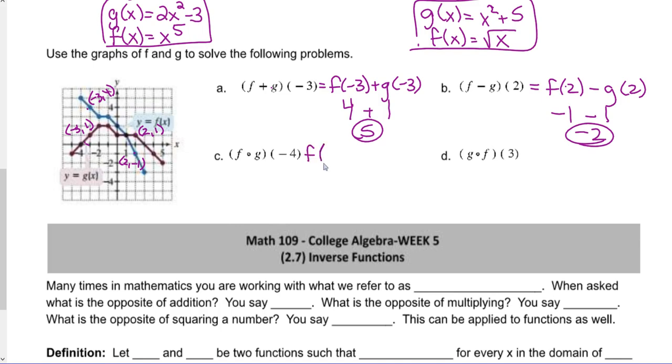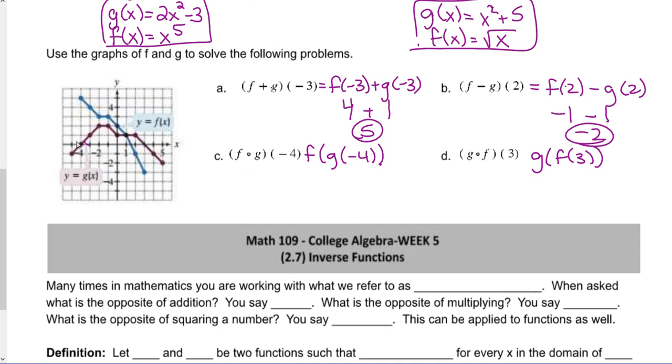Now we're just going to compose our functions here. This is defined to be f of g of negative 4. And part D is defined to be, remember, the order matters, g of f of 3. We are now going to determine that. So we have to do things twice here, but we're going to compose. First, go from the inside out. Let me erase these off of here.